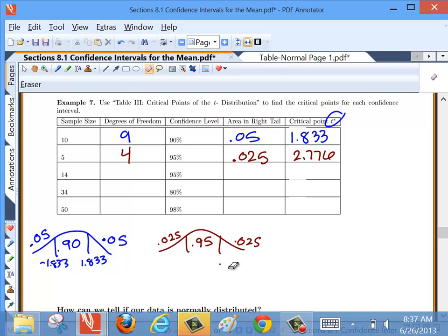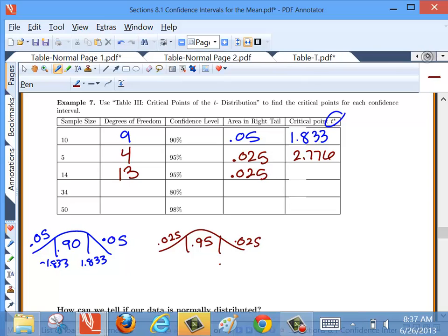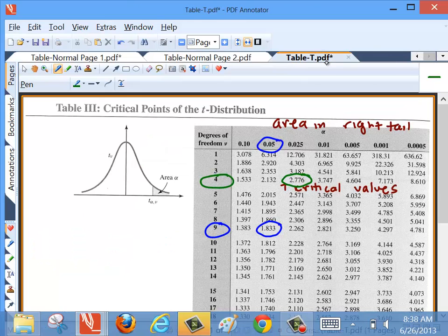So for my next one, 14 is my sample size, so my degrees of freedom are 13. I want a 95% confidence interval, so how much area is in the right tail? It's still going to be 0.025. I switched to 13 degrees of freedom, but I still want 0.025 in my right tail, so it looks like I'm at 2.16.